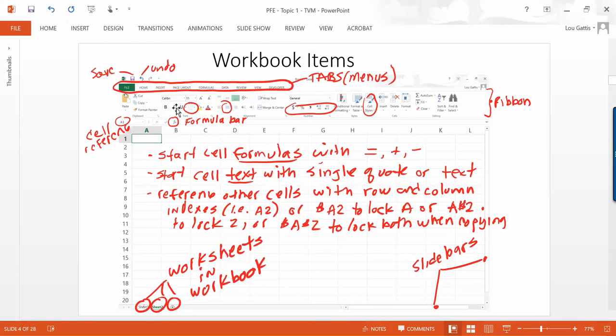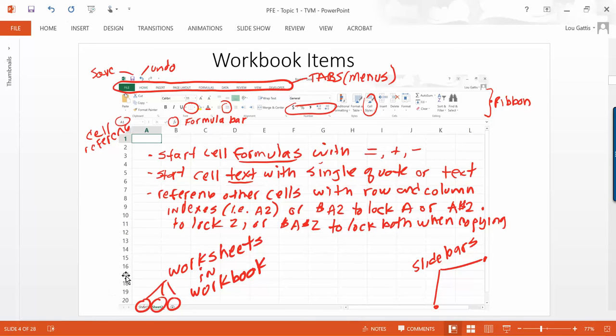And I often use the borders here. I'll often center the data in the cell. And I'll also change the formats a lot. Usually I'm using decimals, percents, or dollars, or I'm increasing or decreasing the number of decimal places. And there's my cell style. So all these are part of the home menu or tab. I can also use slide bars to move up and down or across.